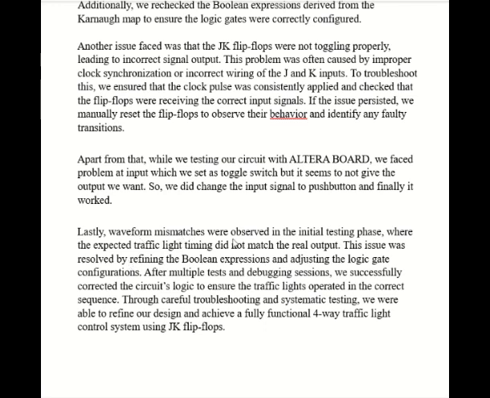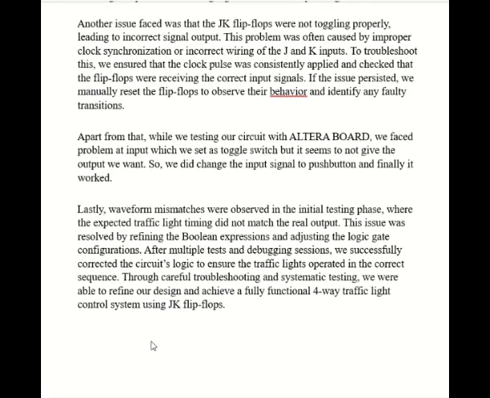Lastly, waveform mismatches were observed in the initial testing phase, where the expected traffic light timing did not match the real output. The issue was resolved by refining the Boolean expression and adjusting the logic gate configuration. After multiple tests and debugging sessions, we successfully corrected the circuit's logic to ensure the traffic lights operate in the correct sequence. Through careful troubleshooting and system testing, we were able to refine our design and achieve our fully functional four-way traffic light control system using JK flip-flops.